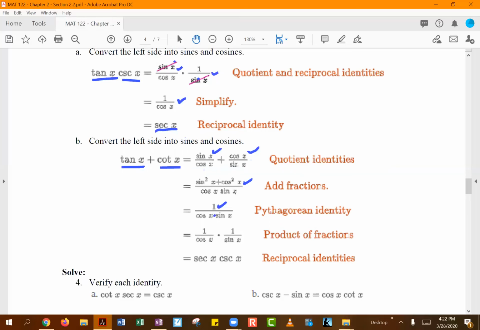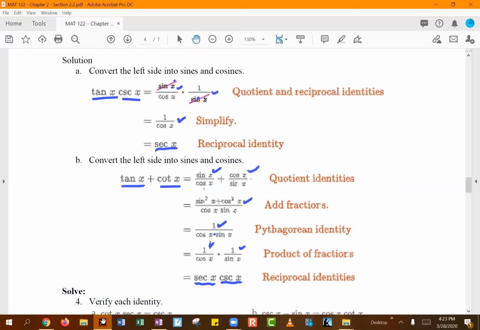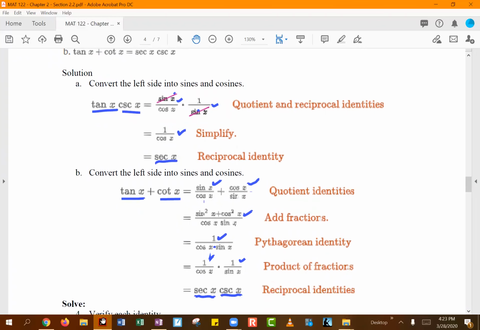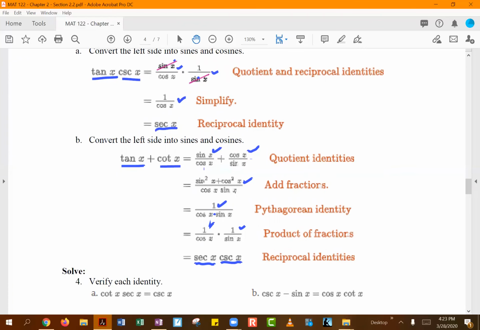Now, since you are multiplying these, we're separating this as 1 over cosine x and 1 over sine x, and then using your reciprocal identities, 1 over cosine x becomes secant x, 1 over sine x becomes cosecant x, and again, you can see we were able to verify the identity in part B. So that's kind of how part B works out to be, okay?